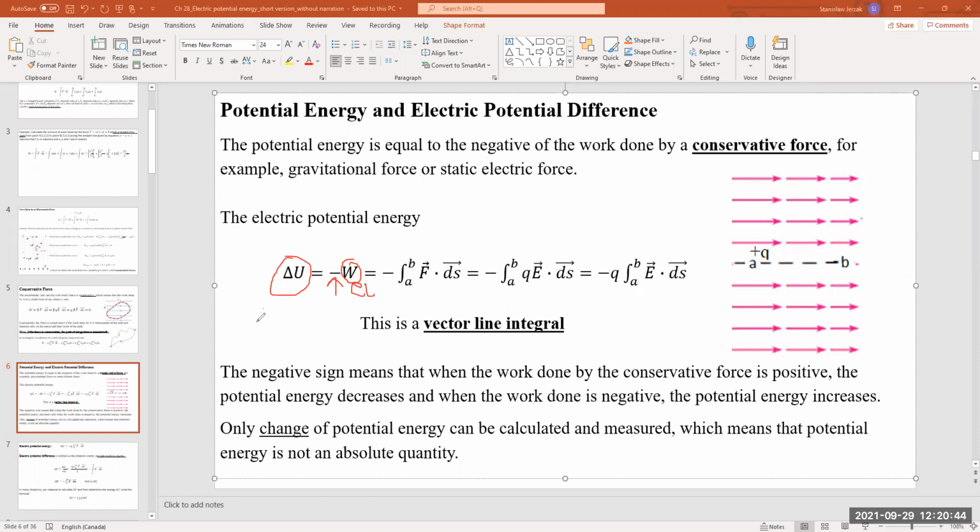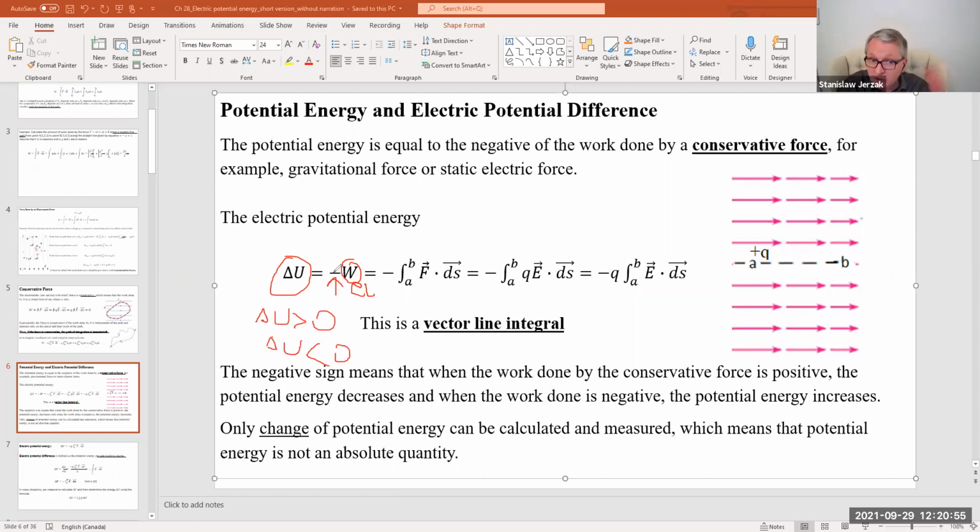All right, thank you. Because the change of potential energy can be positive, or the change of potential energy can also be negative, right? So this negative sign will assure us that the change of potential energy will be correct.